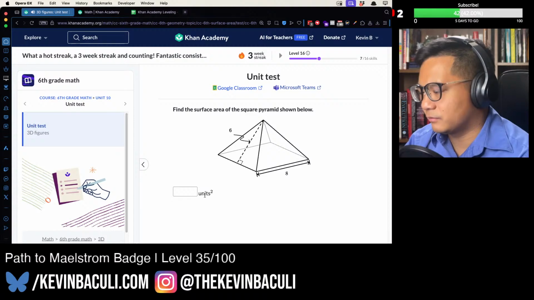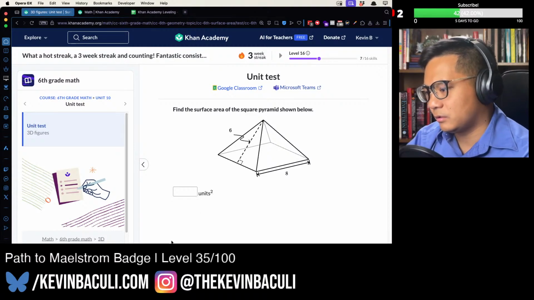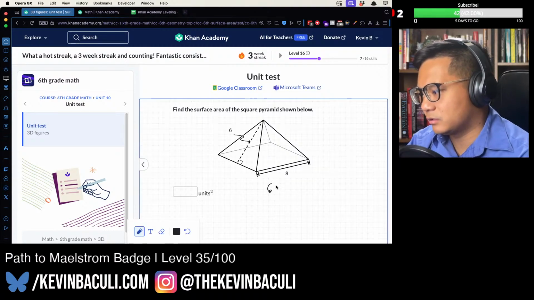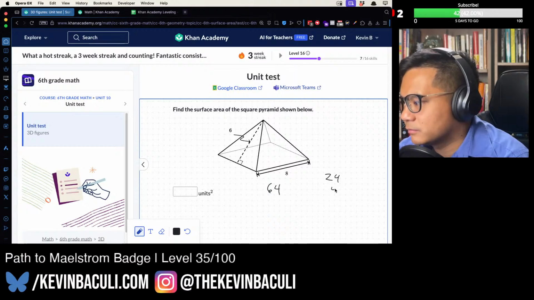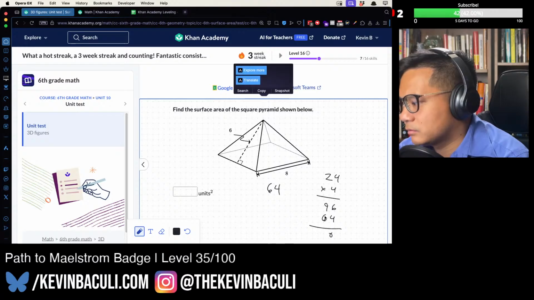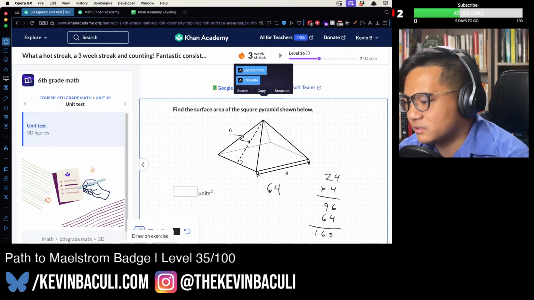Find the surface area of the pyramid. So we got 64 plus 24 times 3. 24 times 4. 6. 64. 160.